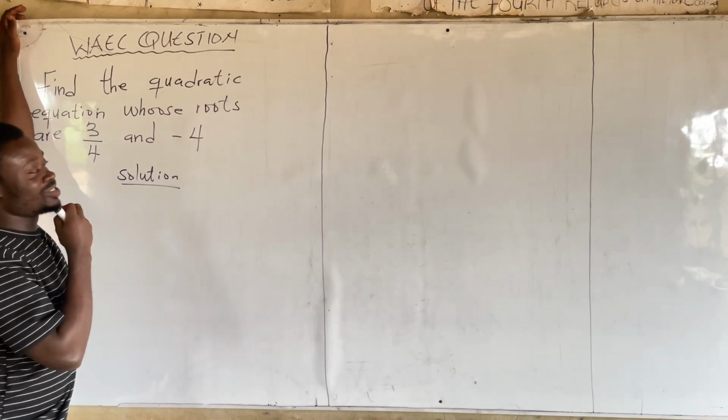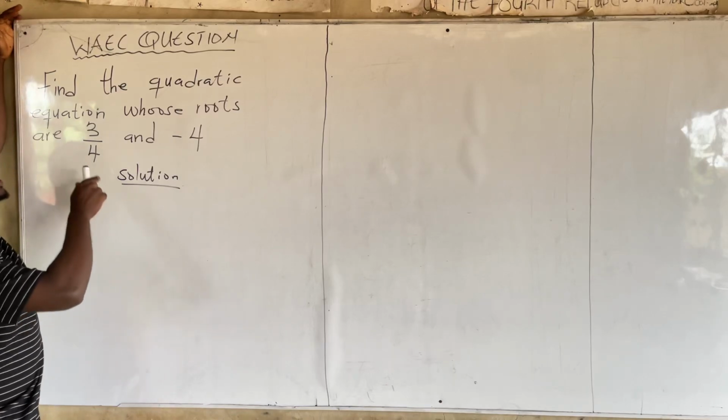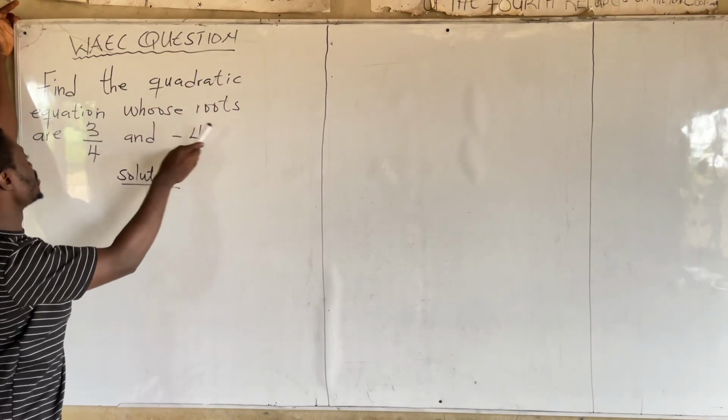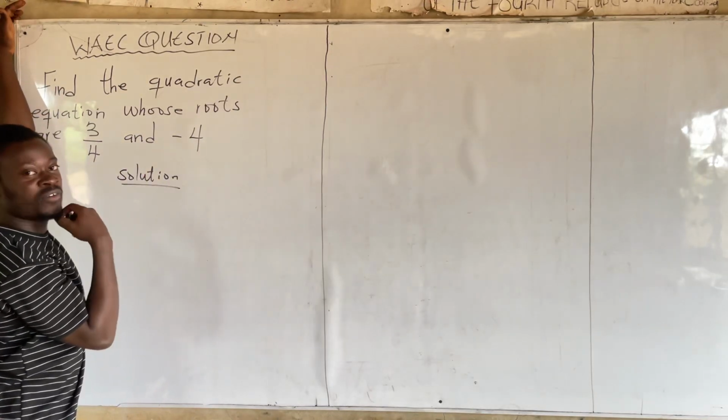Hello learners, so let's solve this math problem. The question says: find the quadratic equation whose roots are 3 over 4 and minus 4.